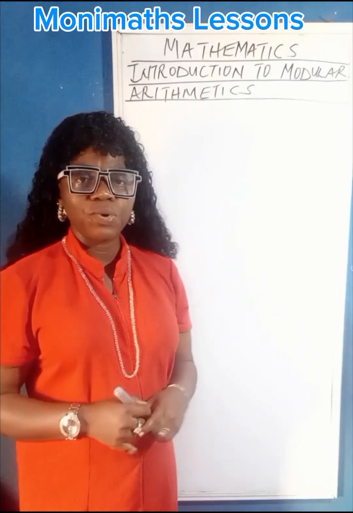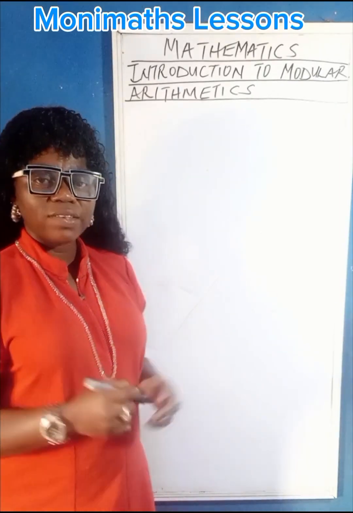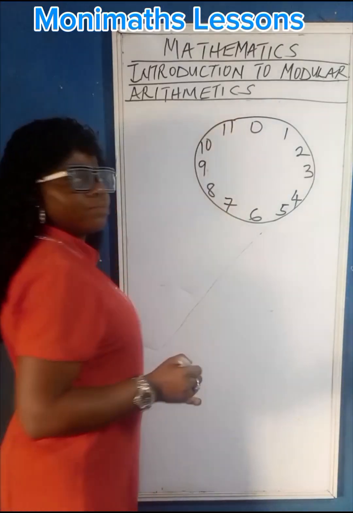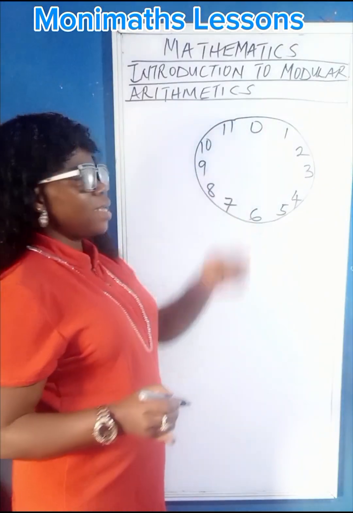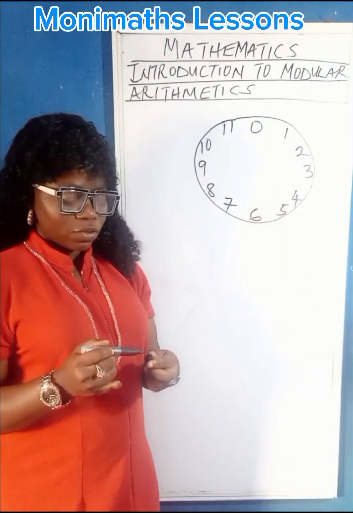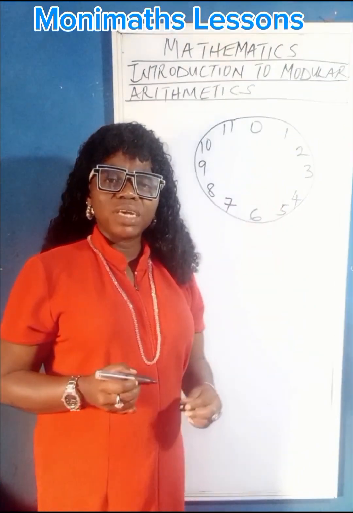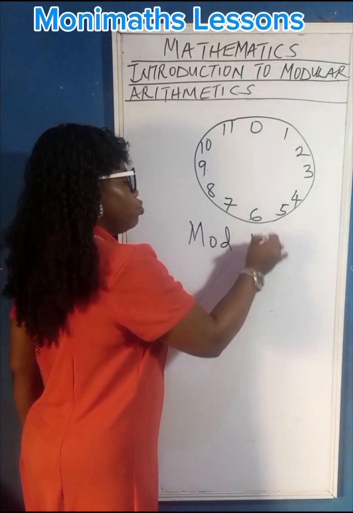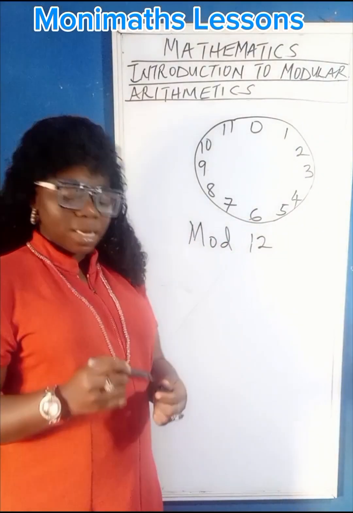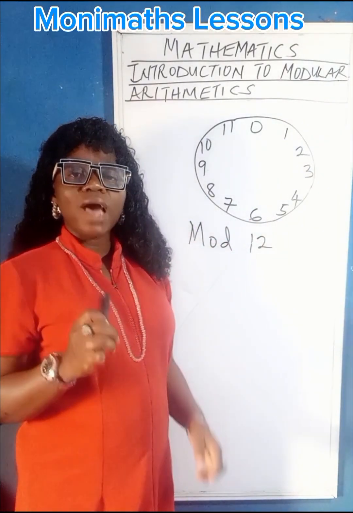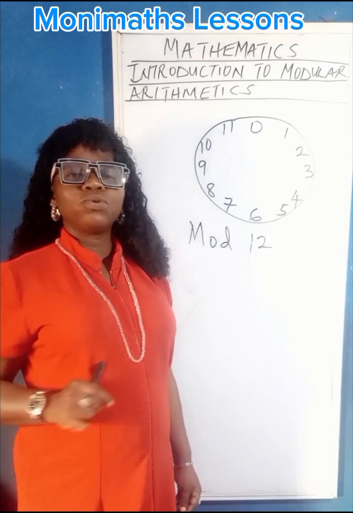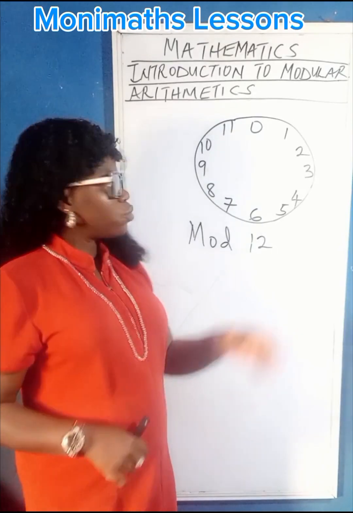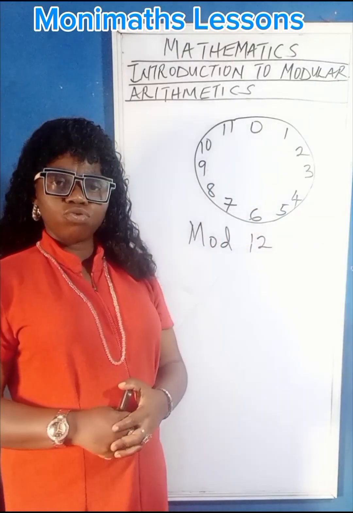Let's take for example our regular face of clock. Say 11. This is 11 turning, but it is regarded as modulo 12 or mod 12 because in a modulo you don't have any digit up to the modulo or more than the modulo. So this is actually modulo 12.